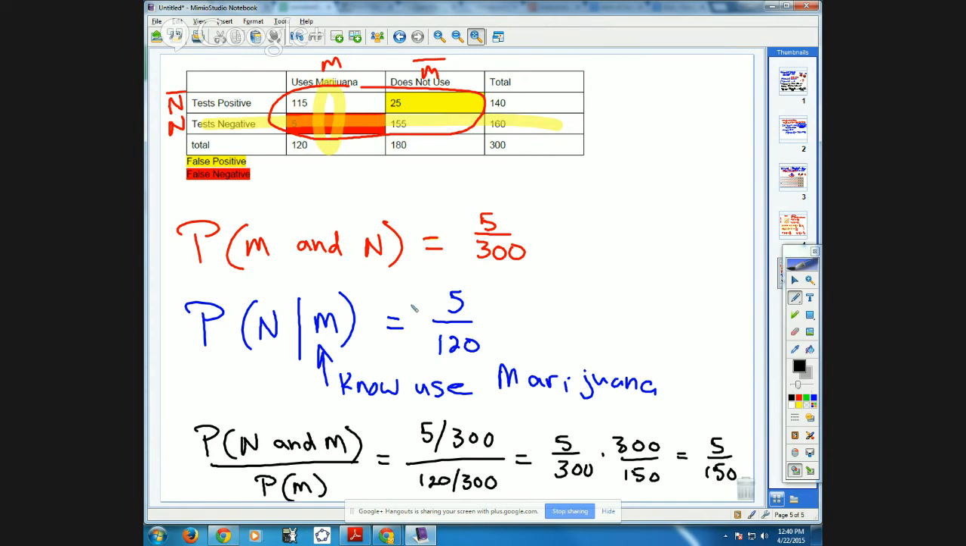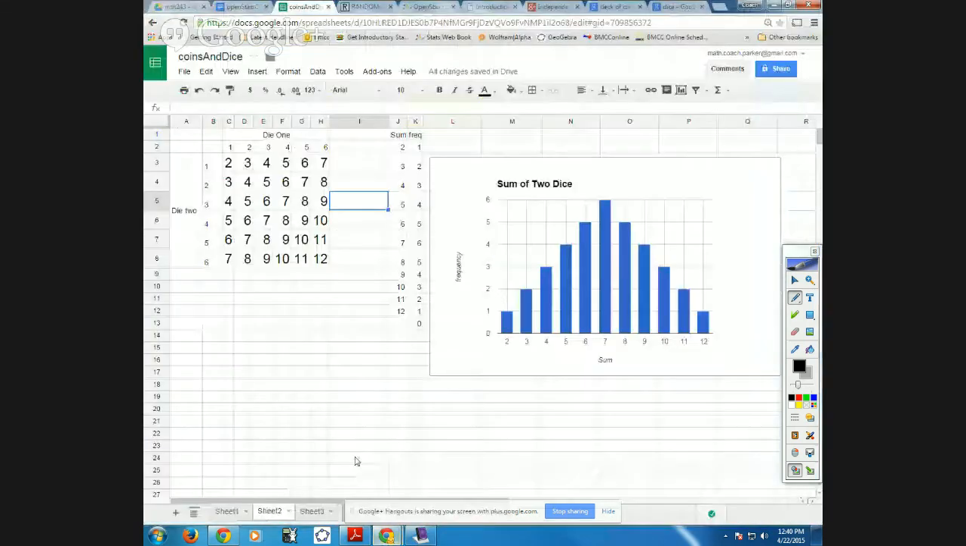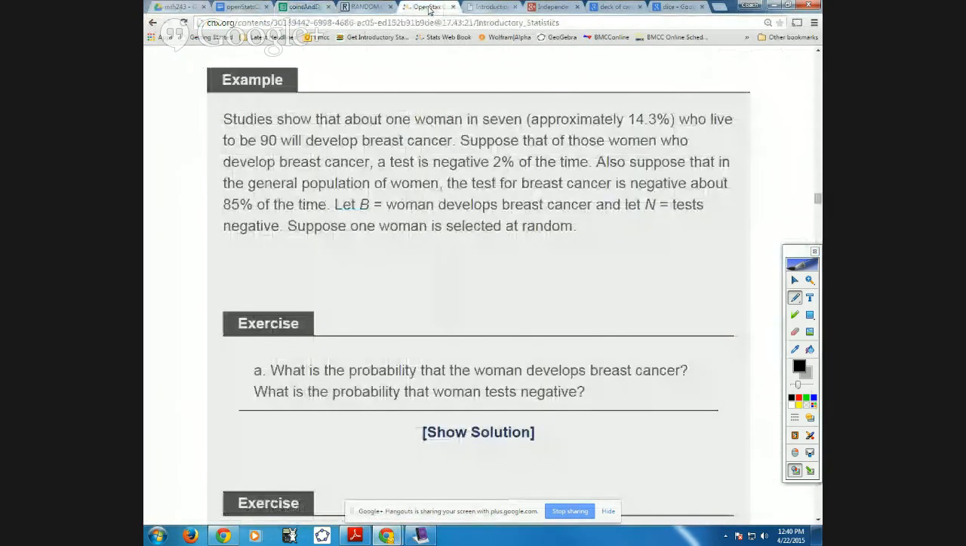One more problem, and then I'm going to shut up and go away. This is about the hardest part of the chapter. Let's take a look at our book. I thought this was an interesting problem that we can sort through. Studies show that about 1 woman in 7, it's about 1/7 is about 14.3%, who live to be 90 will develop breast cancer.